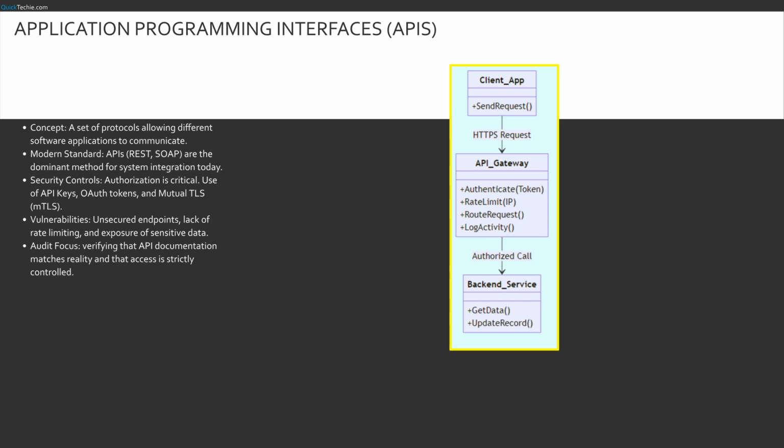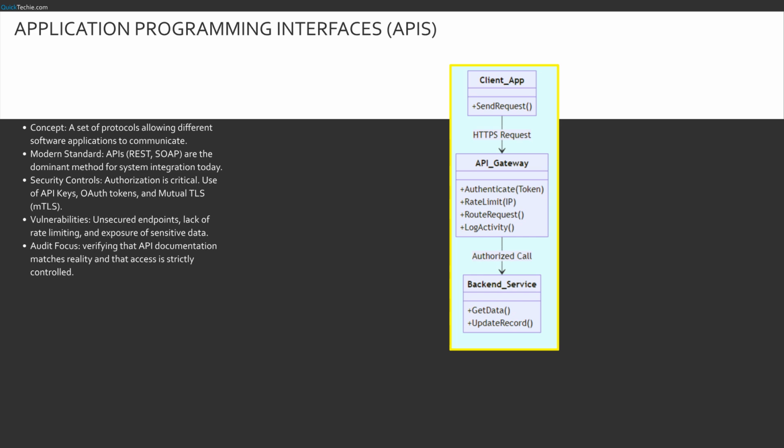An API is the exposed handle that other systems grab to interact with an application. In modern operations, APIs are everywhere. Your mobile banking app talks to the bank via APIs. Security here is non-negotiable. We cannot rely on simple logins. We use API keys and OAuth tokens to authorize every single request.